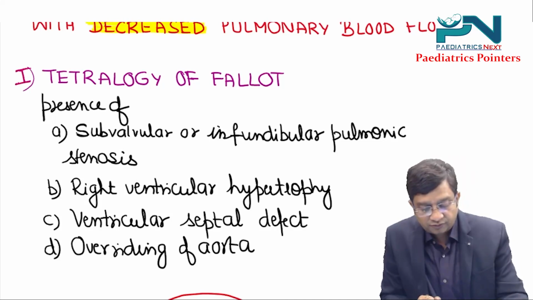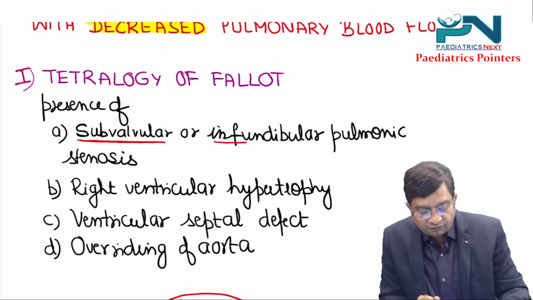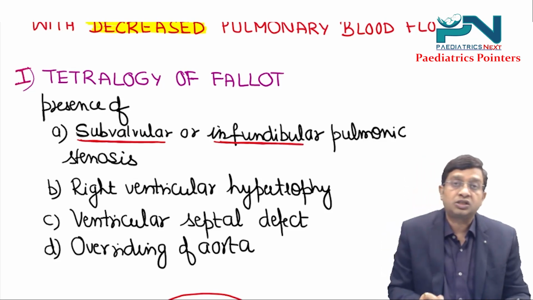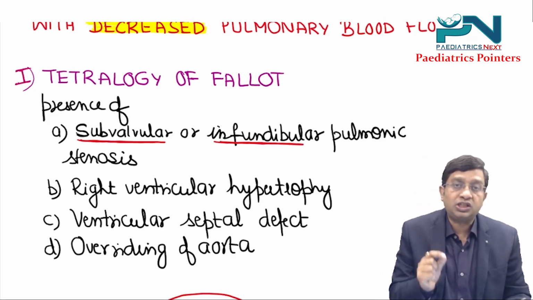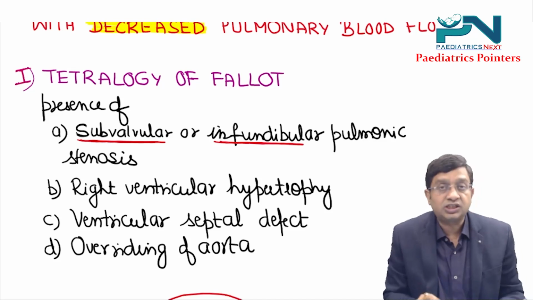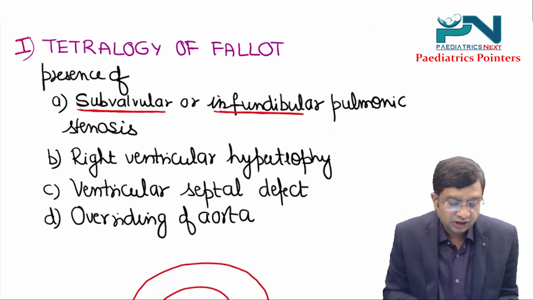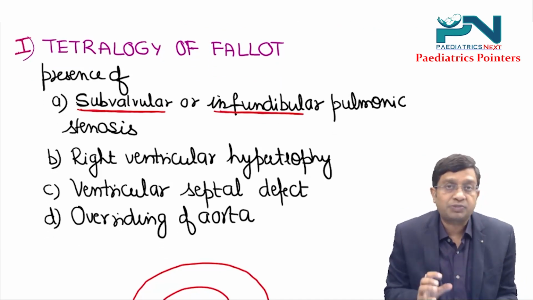In the Tetralogy of Fallot, there is presence of subvalvular or infundibular pulmonic stenosis. So pulmonic stenosis mostly is subvalvular. There is right ventricular hypertrophy, there is VSD, ventricular septal defect, and there is overriding of aorta.